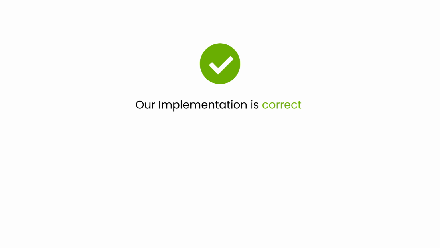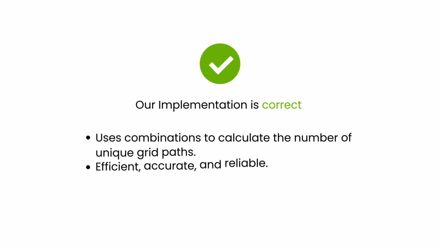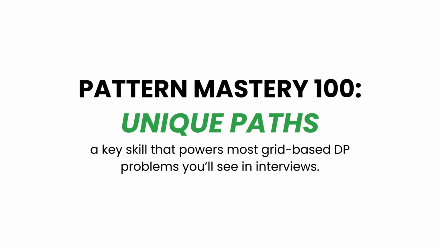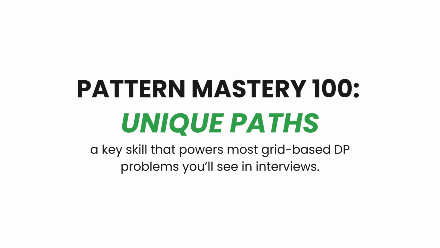Wrap up. So, our implementation is correct. The algorithm successfully uses combinations to calculate the number of unique grid paths, efficient, accurate, and reliable. Unique paths. Let's do a recap. So, we've just solved one of the most foundational dynamic programming challenges, unique paths. This problem isn't just about counting routes in a grid, it's about understanding how small decisions stack up into bigger patterns, a key skill that powers most grid-based DP problems you'll see in interviews.